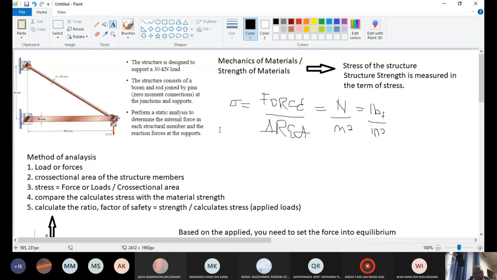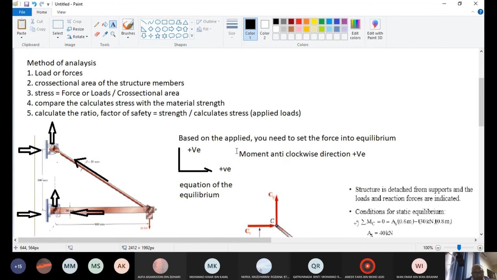As you get the load, the rest is very simple. So how to get the load? You have to go back to your statics and mechanics knowledge, which I think, MIAT, they call it mechanics of solid. So first thing you need to do, you have to bring the theory that everything is in equilibrium.